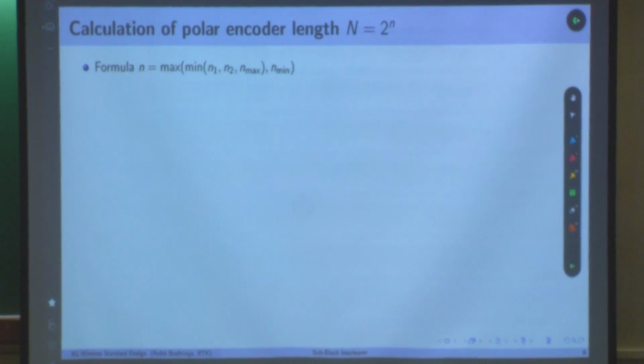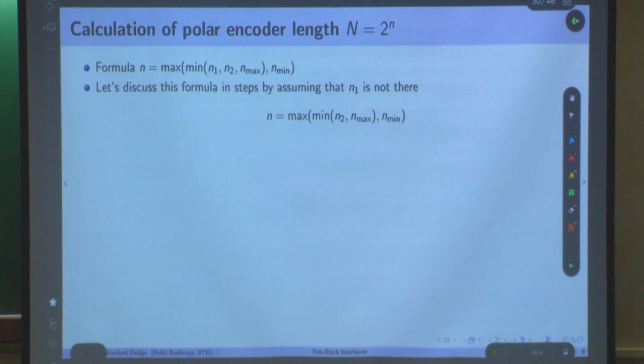Let's discuss this formula in steps by first assuming that n1 is not there. N1 doesn't exist. So I'm only looking at n equal to max, min. The formula reduces to this if n1 is not there. We'll come back to n1 also. So what are these different terms? That's what we have to understand.